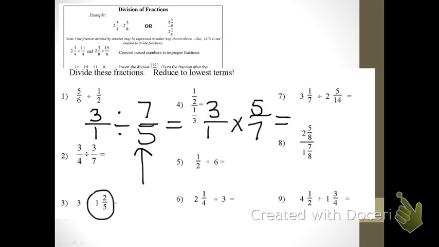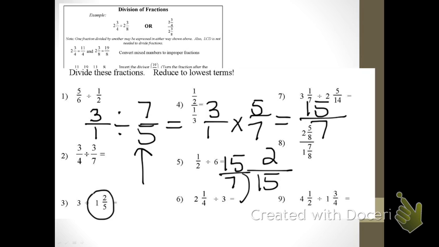3 times 5 is 15. 1 times 7 is 7. That again is improper. The top number is higher. So we can make a fraction house. 7 goes into 15 2 times, because 2 times 7 is 14. And we can't get another 7 in there. That would be way too much.